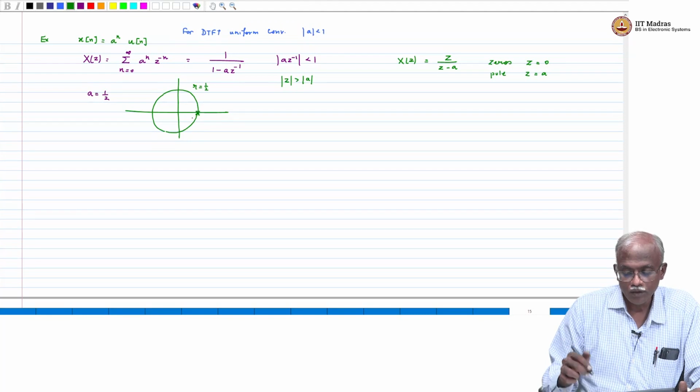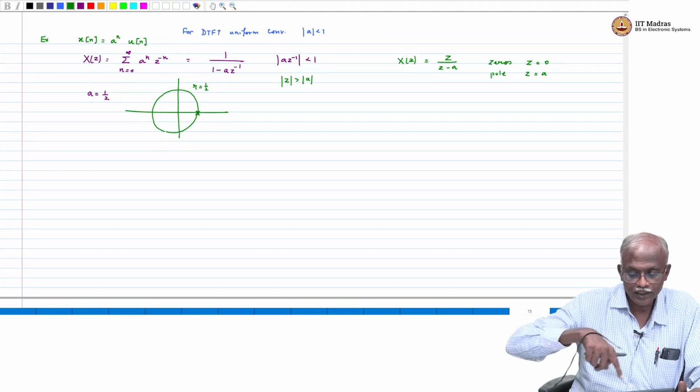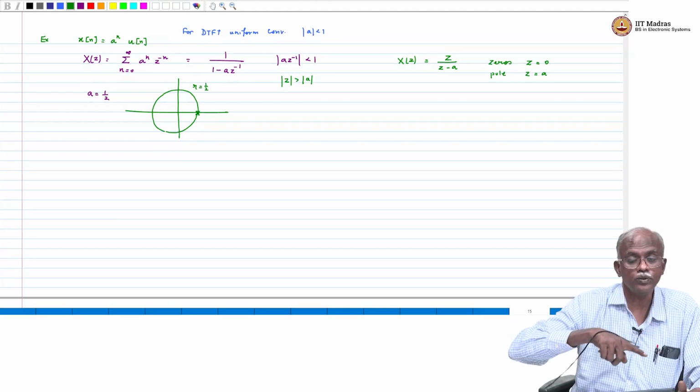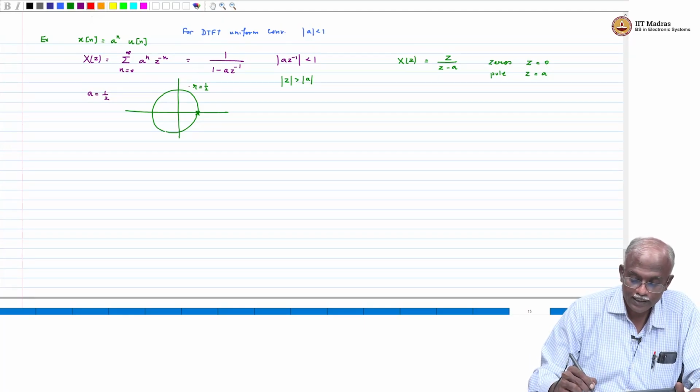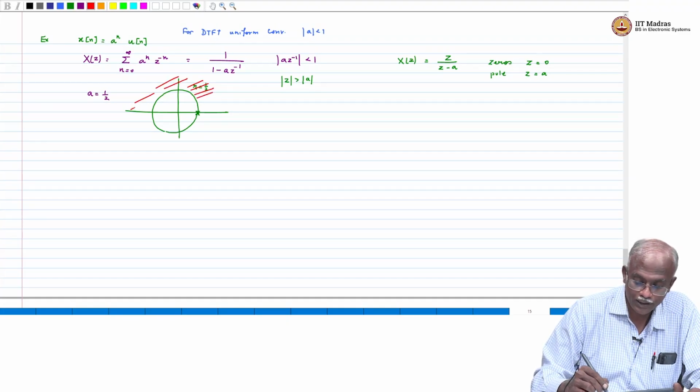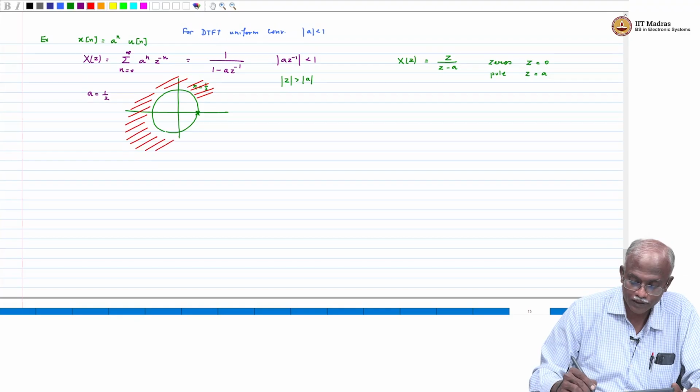Now, that is the radius of the circle, radius equal to 1/2. Now, the region of convergence is everywhere outside of the circle with radius r equal to 1/2. It does not touch r equal to 1/2, because r equal to 1/2 has got a pole. So, you cannot have a pole in the region of convergence.